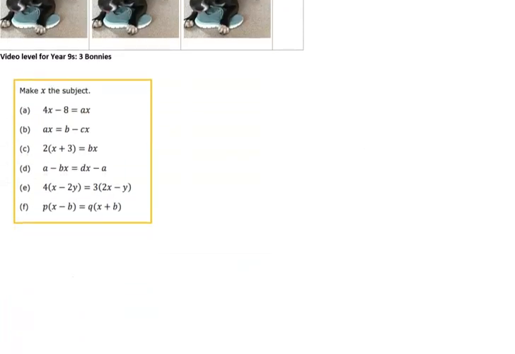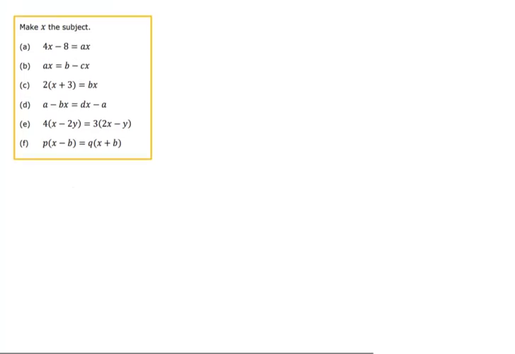In this video, I'm going to do these 6 questions. They're all ones where we've got X on both sides, but to get X back together on one side, it's not too difficult to see what to do. To watch this video, you must be good at solving equations with X on both sides. Right, let's go. A is 4X minus 8 is equal to AX.